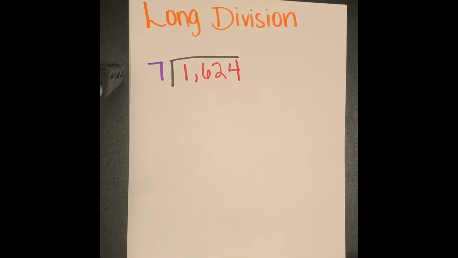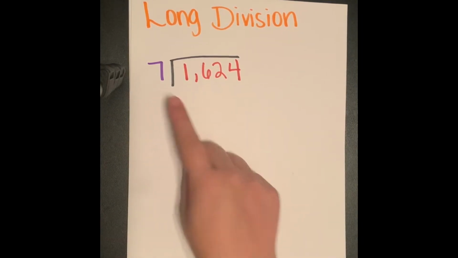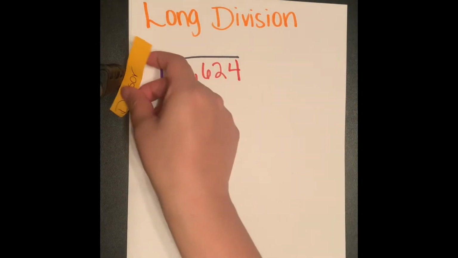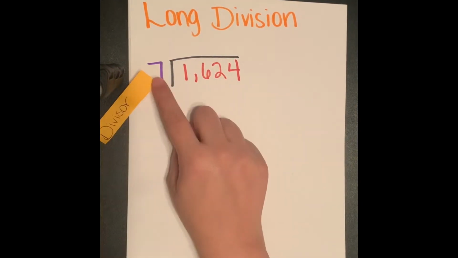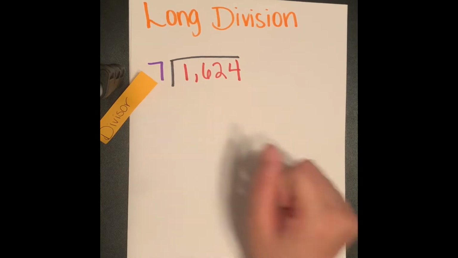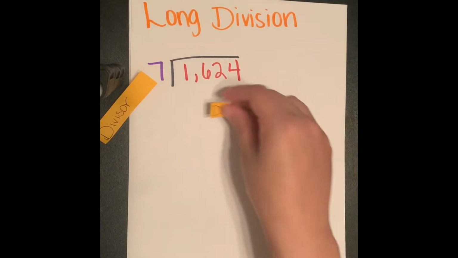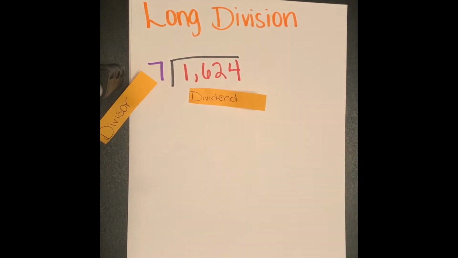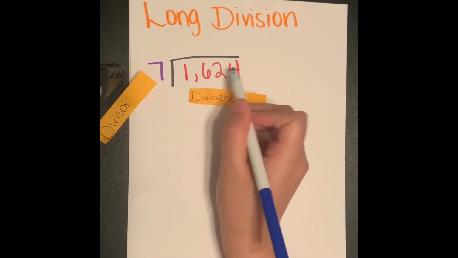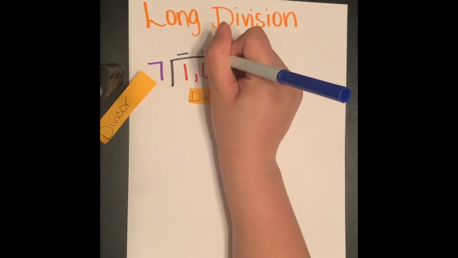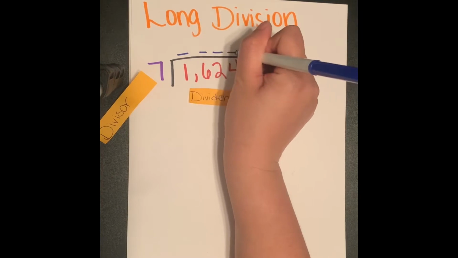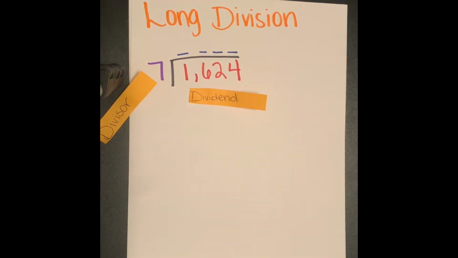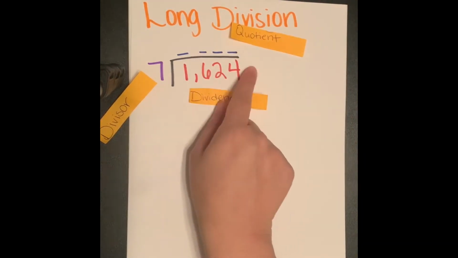Before I start any long division, I like to go ahead and label the different parts of it. This 7 is our divisor because it is a number that we will be dividing by. 1,624 is our dividend. And so for our answer, because our dividend has 4 digits, that means our answer, our quotient, will also have 4 digits.